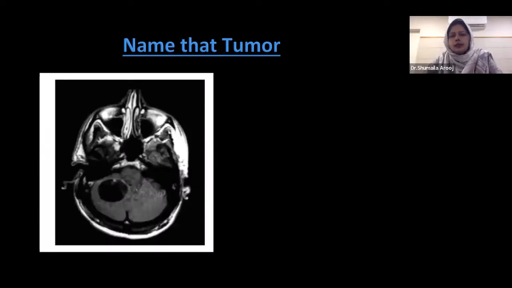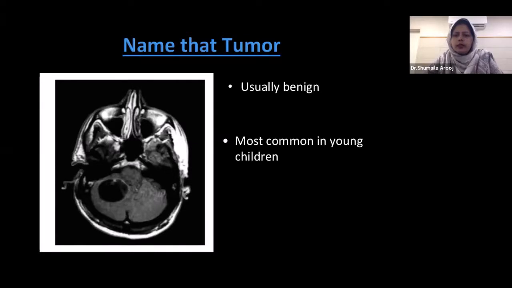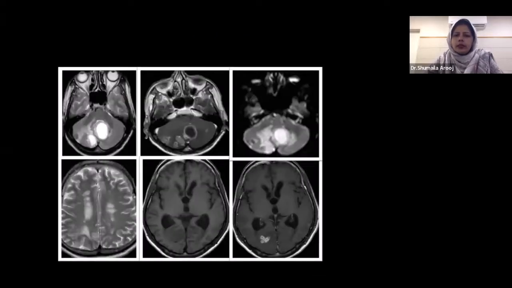This is another lesion, a cystic lesion with peripheral enhancing nodule in the right cerebellar hemisphere, causing some effacement of the fourth ventricle in a pediatric age group. Yes, this is a pilocytic astrocytoma, good. These are usually benign. They're most common in children. They are low-grade lesions.